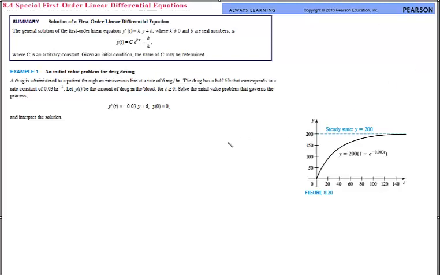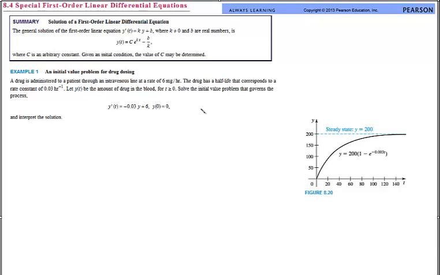Welcome, Calculus 2 students. Today we are discussing a particular kind of first-order linear differential equation, and it is one that has the form some constant times y plus another constant. And if you do separation of variables and you solve this differential equation, you will get that your original function y of t is equal to this here, where b and k and c are constants.